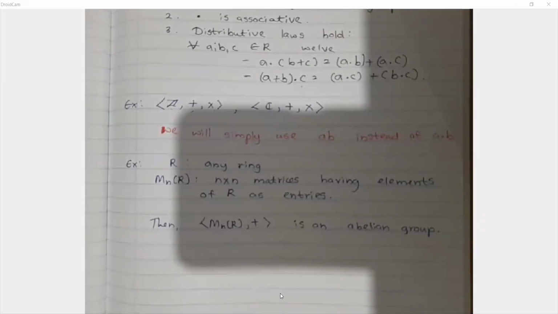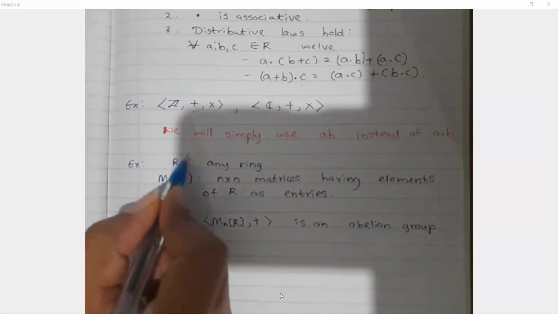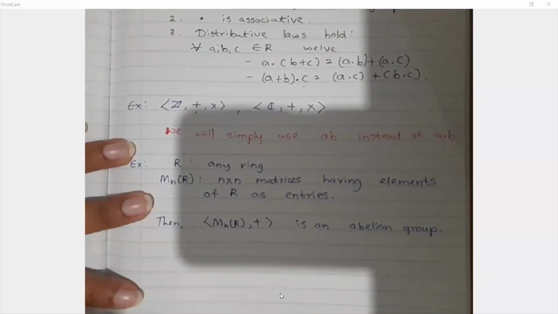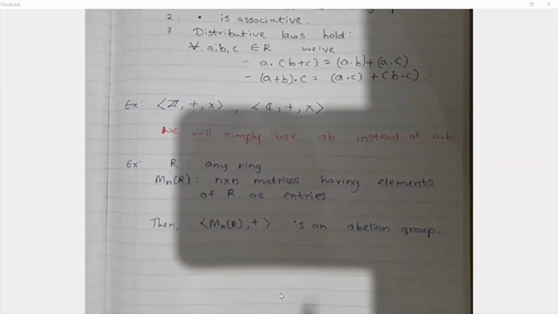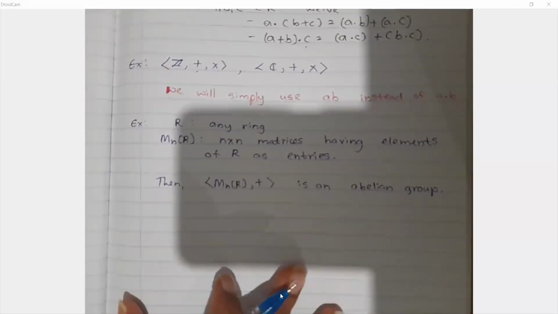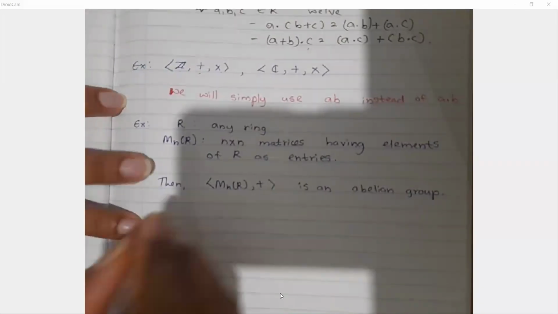When you add those two elements, the addition over those two elements would be the addition that is defined over this R, because all these elements come from this particular R, right? For example, M_n(R) is an abelian group. I'll leave out all the details to you, but I'll explain using just a small example.